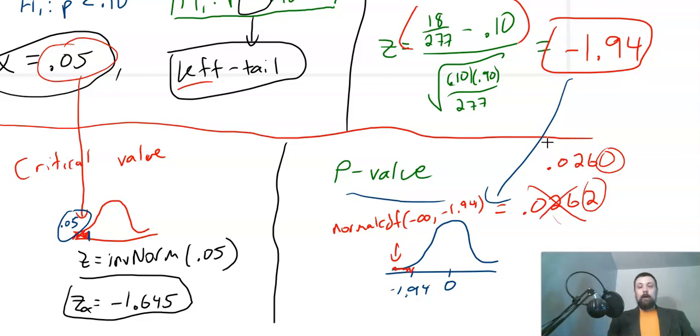So let's go ahead and scrub that one out. We'll keep this one. That's the more accurate one. We do not need to multiply this one by 2 because it was not a two-tailed test. So that's your p-value right here.